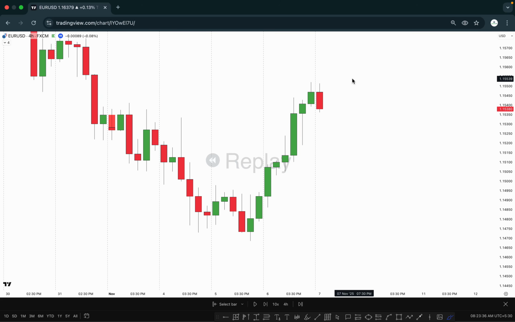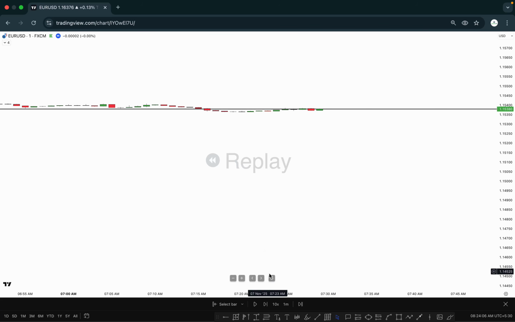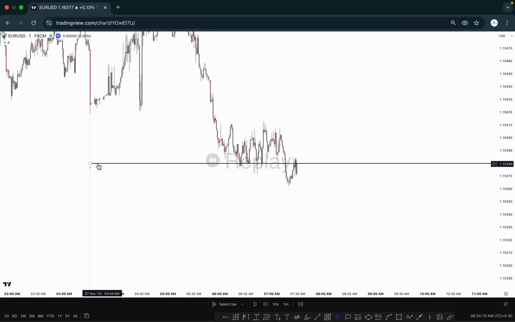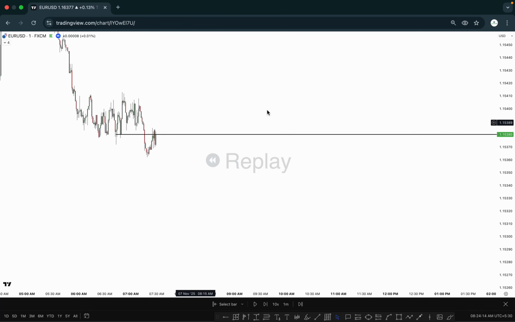Now let's switch to a 1 minute time frame to see exactly how price is reacting here. This is the closing point here. Now we turn into the 1 minute time frame to see exactly how price is reacting at this point right here and how we can take entry in this case.